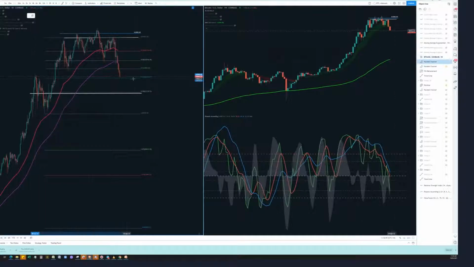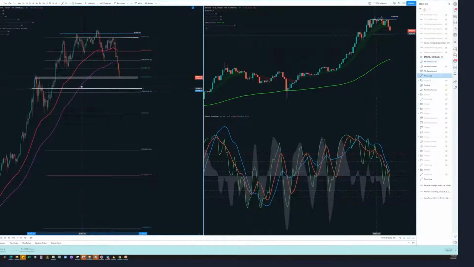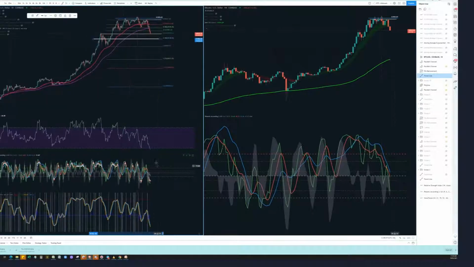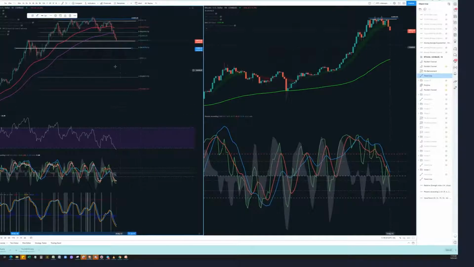So this neckline potentially can be support. Let me just change the background for that. Okay, I do favor this one here actually, right here. It could potentially come down there. So there's two levels. This is one. What we want to see on the indicators is RSI pretty much extended, and it's possible that we can have a reversal here, a reversal meaning a bounce.